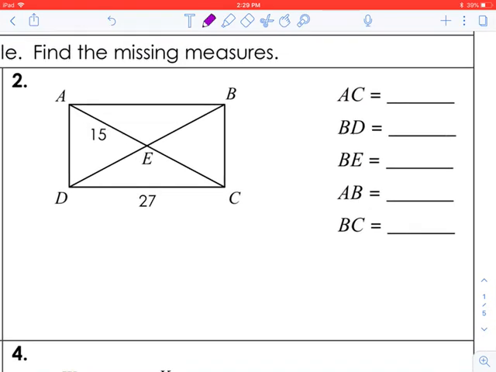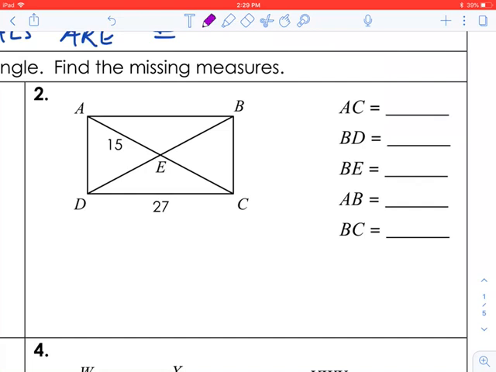So same thing on number two. I've got 15 here, so this is also 15, which means the other is 15 and 15. So AC, the whole thing, is 30 put together. BD is also 30. BE is half of the diagonal, which is 15. AB, we'll find out in a second. Oh, wait, AB is opposite of DC. Didn't see that there. That's 27.